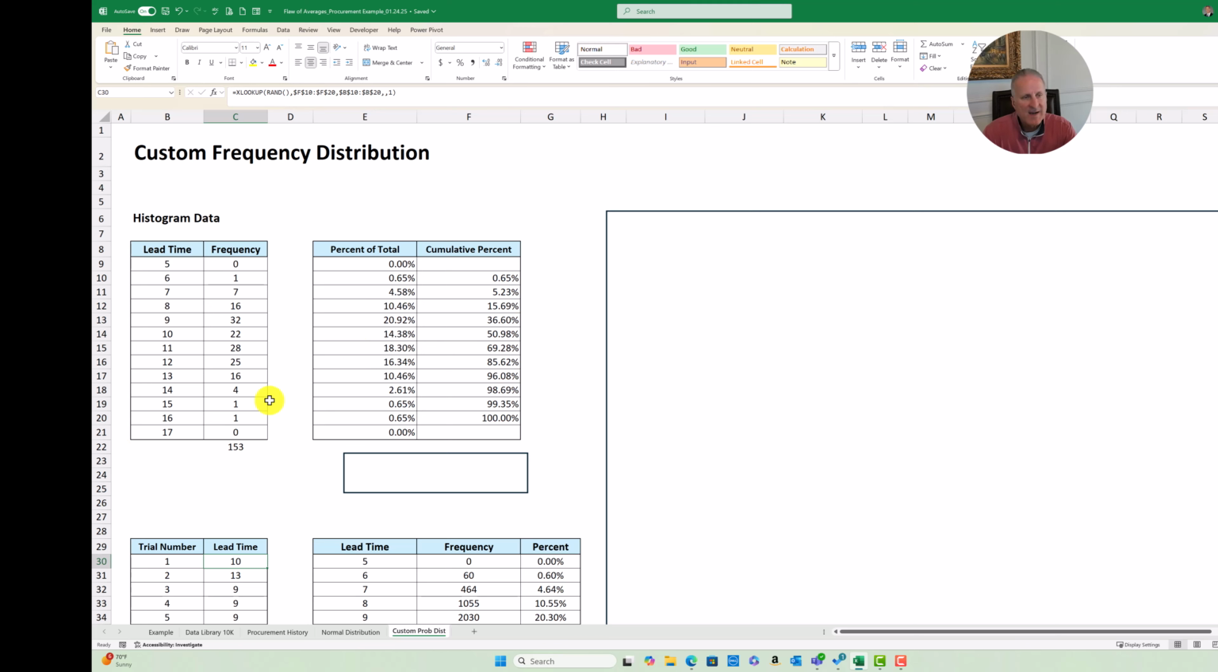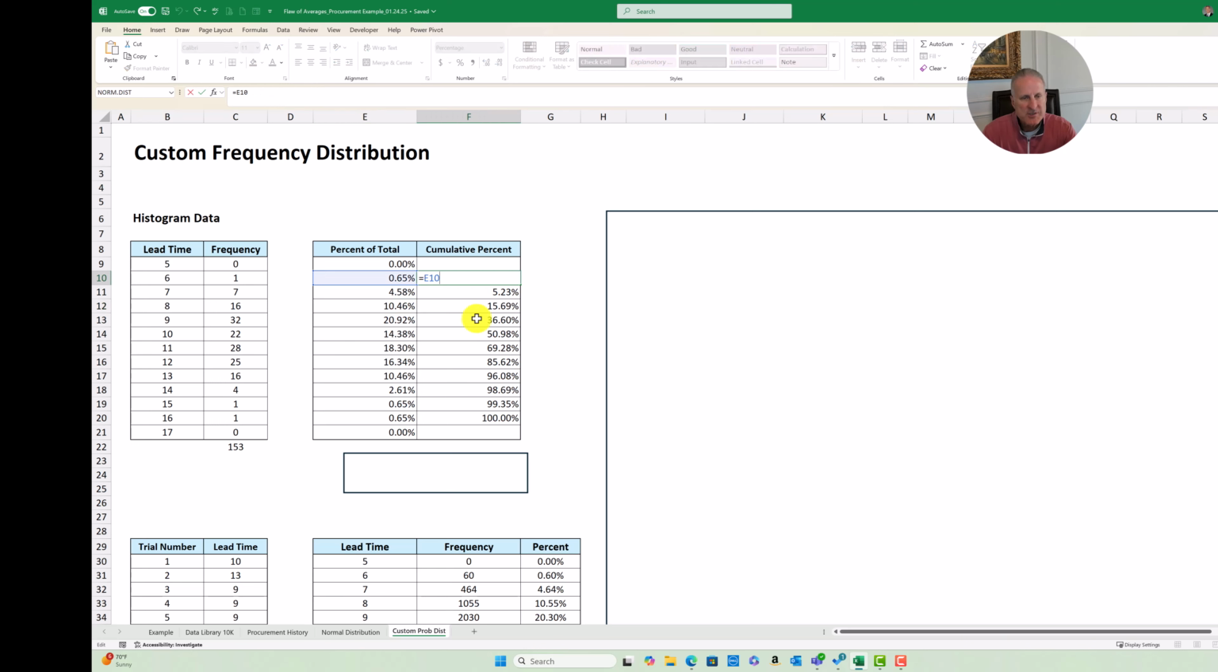At the top, we've got the data that we've already shown previously. Here's all of the data, the 150 different points that we had, and here's the percentages of that. That's all this is saying: for a 6, I had one occurrence out of 153. That's 0.65%. For a 7, I had 7 instances out of 153. That's 4.58%. For an 8, I had 16 out of 153. That's 10.46. And then in this column, F is just the running total, right?